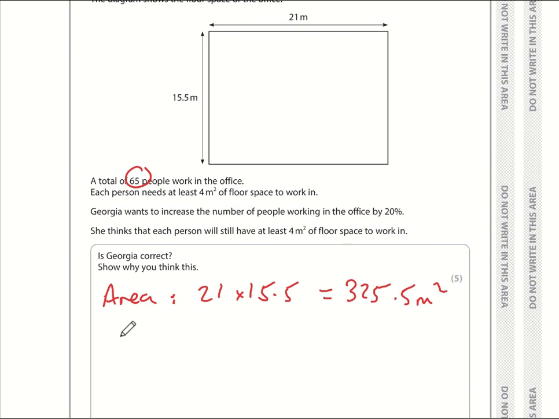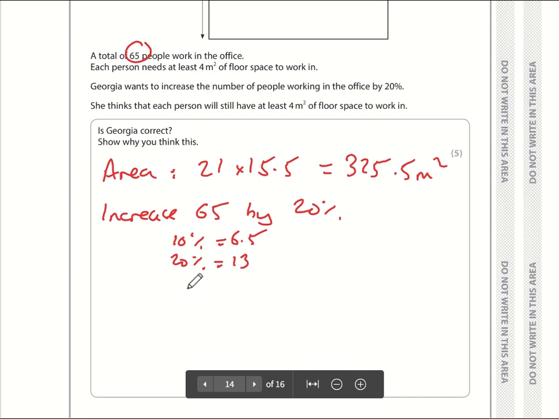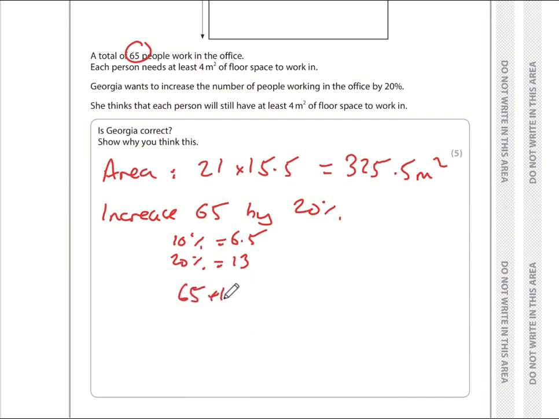Now there's 65 people currently working in the office, but this is going to be increased by 20%. So what we need to do is increase 65 people by 20%. Now what you could do is work out 20% of this amount and add it on. In fact, let's do that. Some people would prefer to do this mentally than using a calculator. 10% is 6.5. So 20% is double that, so that's going to be 13. So we need to add 13 to 65, and 65 plus 13 is 78.